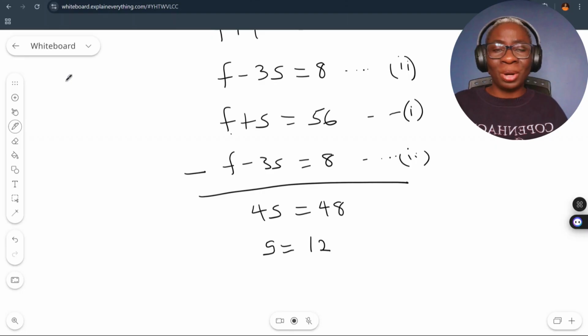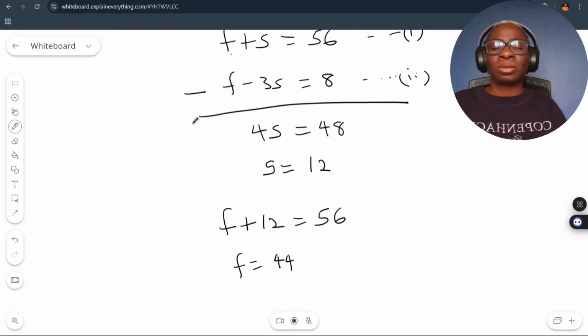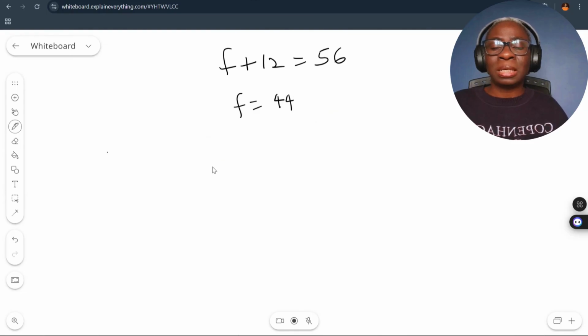So that means the boy is 12 years old. Let's find the father's age. Since we have F plus S, we'll put S into equation 2 or equation 1, any one you want, equals 56. So F will be equal to 56 minus 12, and that will be 44.